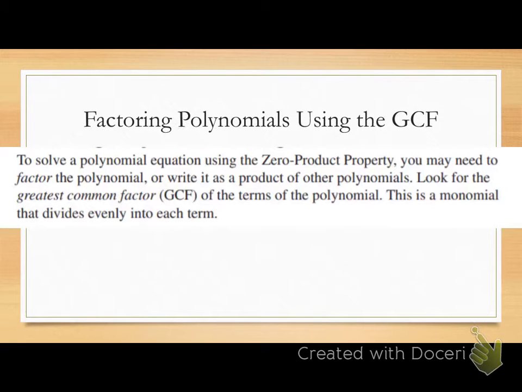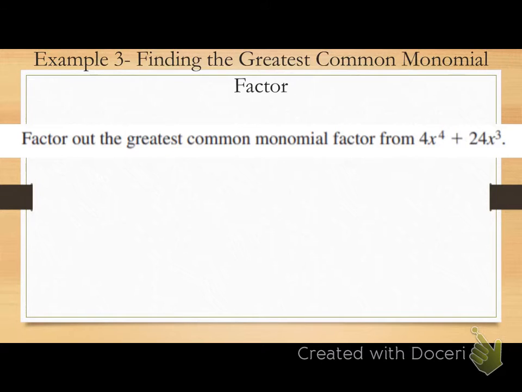Okay, let's move on. So let's just jump into an example. Example 3, finding the greatest common monomial factor. It says factor out the greatest common monomial factor from 4x to the 4th plus 24x to the 3rd. 4x to the 4th plus 24x to the 3rd.